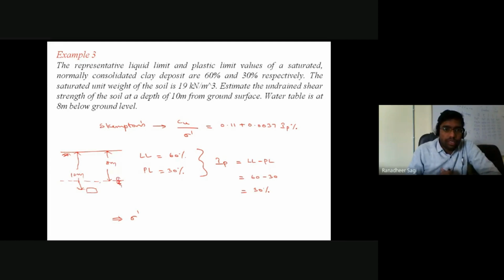Now, what does it mean? Your soil, what I am trying to look at, is at a depth of 2 meters from the water table. Now, let's go on to calculate your effective stress. Effective stress at what depth? 10 meters. So, effective stress at 10 meters is nothing but total stress at that depth of 10 meters minus pore water pressure.